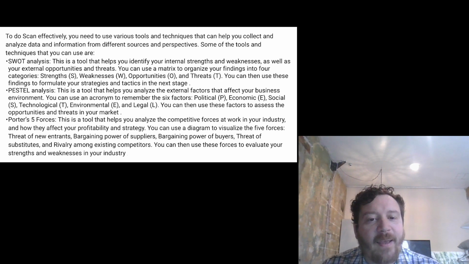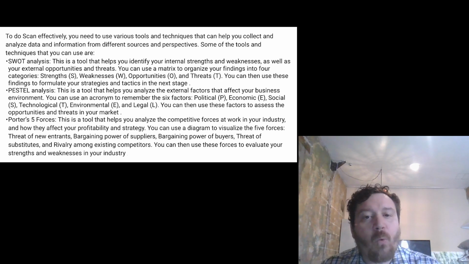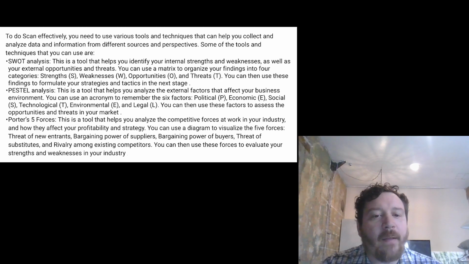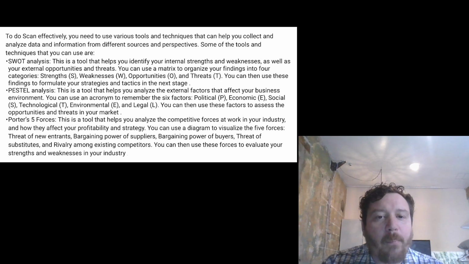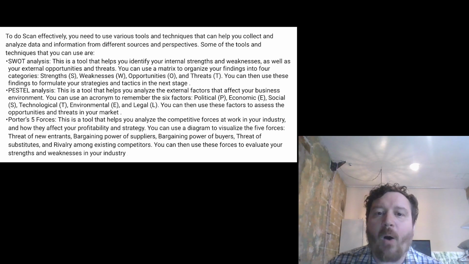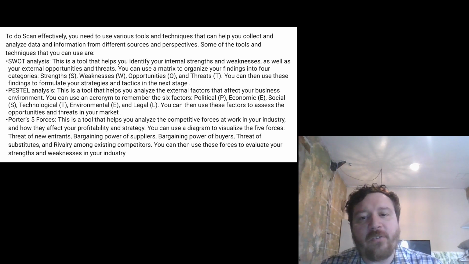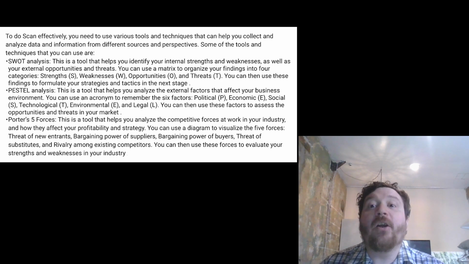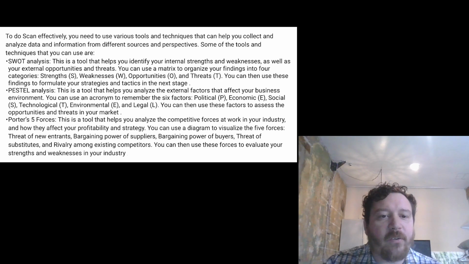To help you understand how to use these tools and techniques, we'll show you an example of how we applied them to our own business. Our business is an AI consultancy that provides AI algorithms based on any logical concept. We used SWOT analysis, PESTLE analysis, and Porter's Five Forces to do a scan for our business. Here are our findings. SWOT analysis.